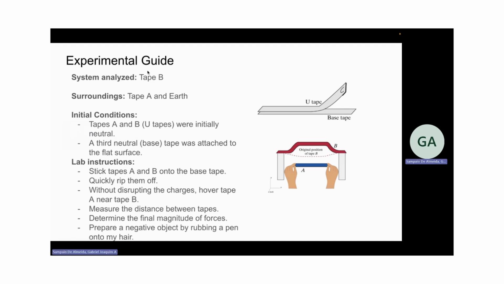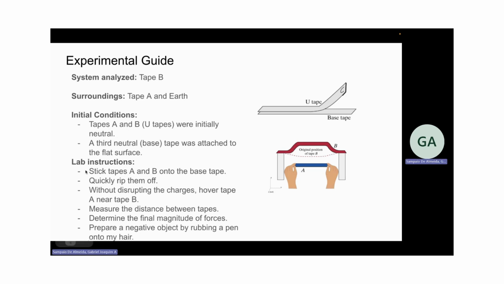Going forward onto the experimental guide, the system analyzed was tape B, as shown in the picture here. The surroundings were considered to be tape A and Earth. As for the initial conditions, tapes A and B, called U tapes, were initially neutral, and a third base tape, a neutral tape, was attached to a flat surface.